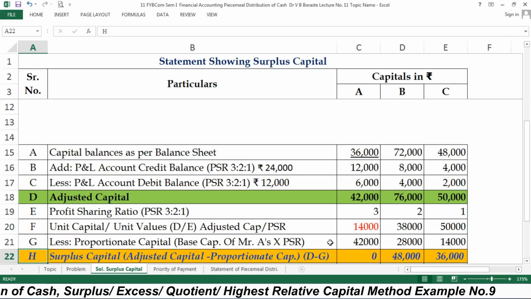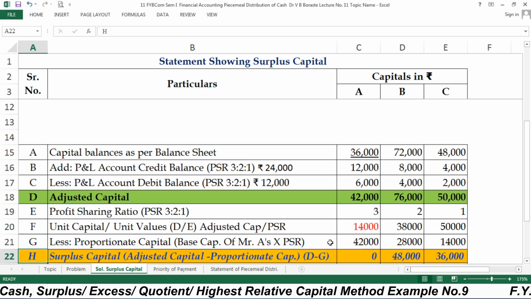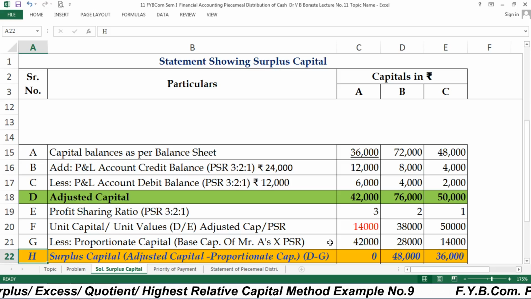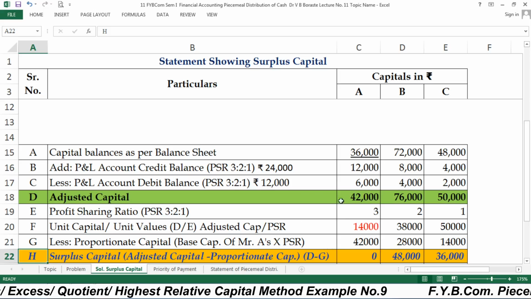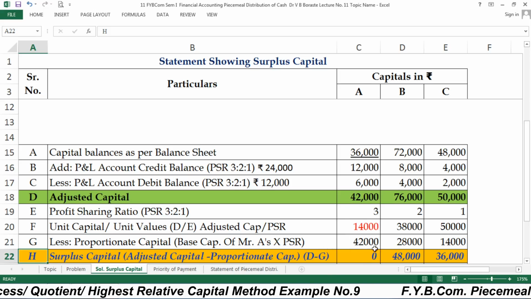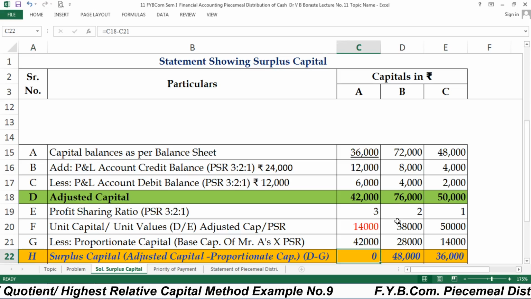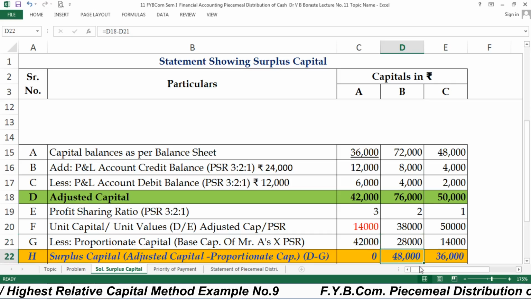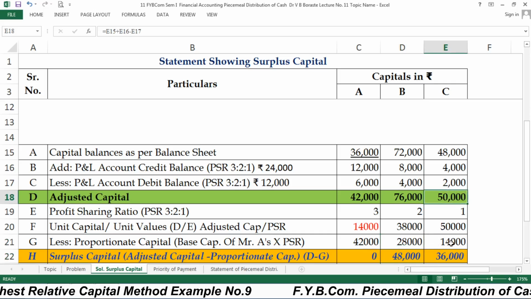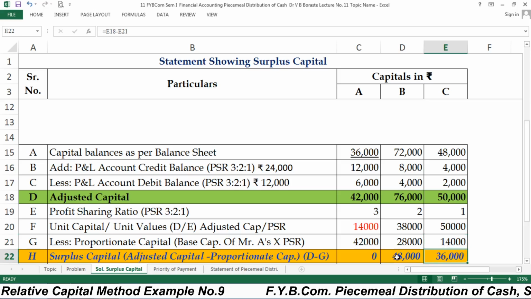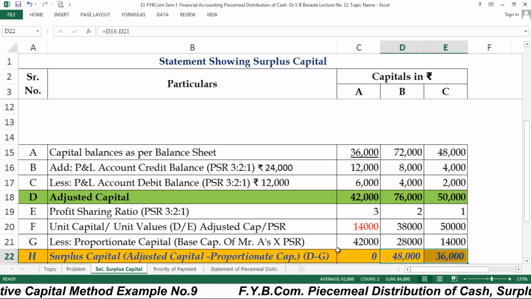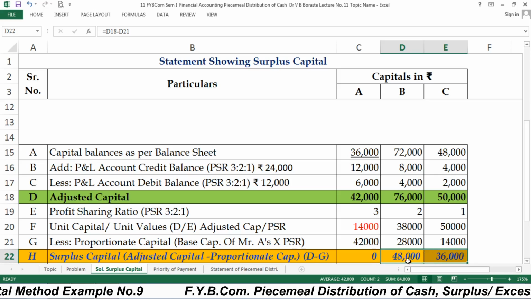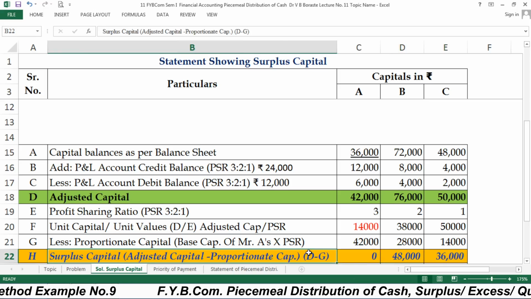After getting the proportionate capital, our next step is surplus capital, which is adjusted capital minus proportionate capital. So here you can see adjusted capital is 42,000 minus proportionate capital 42,000. So answer is 0. And 76,000 of B minus 28,000, answer is 48,000. 50,000 minus 14,000, answer is 36,000. Which means the surplus capital of A, B and C is 0, 48,000 and 36,000. So here is the answer.